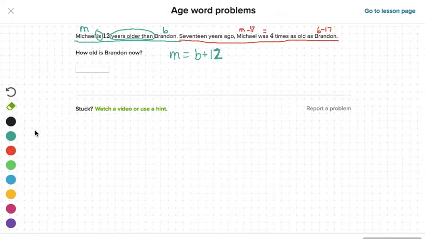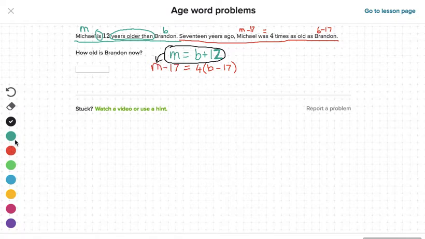I'm going to move this right underneath the other one. So we've got M minus 17 is equal to 4 times B minus 17. All right, so here's our system of simultaneous linear equations. It would probably help at this point to use substitution. We can see right here that we actually have one variable in terms of the other. So we can use that and substitute it into the equation right there.